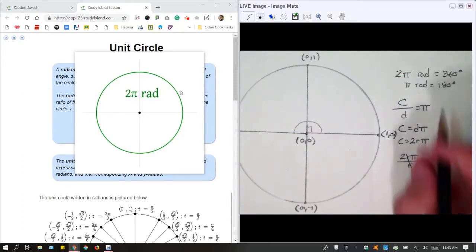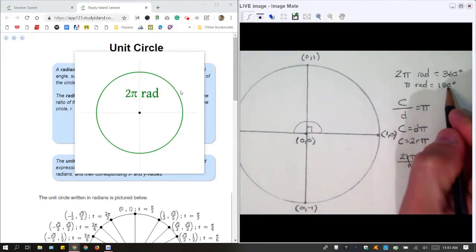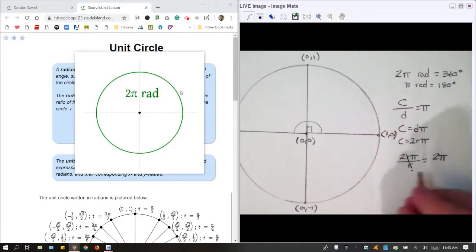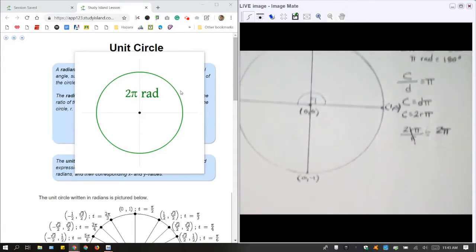And what's going to be 90 degrees? Well, we can just keep doing this. What's 180 divided by 2? That'd be pi over 2. So let's go ahead and start listing these out.